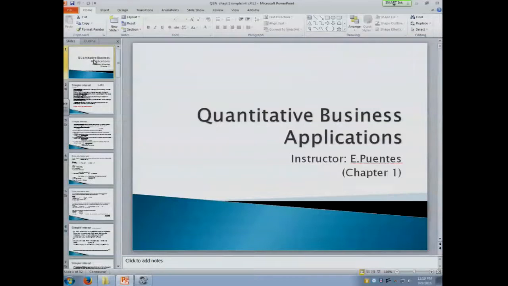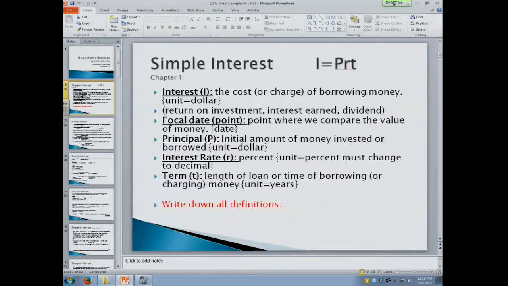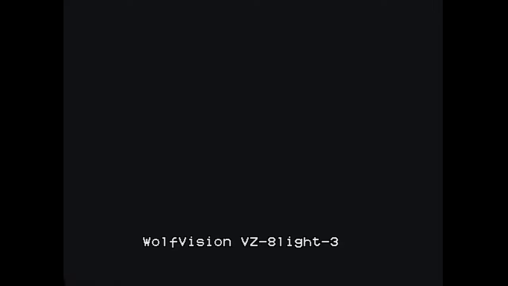I will first jump over to the PC, and you can find these PowerPoint presentations on Blackboard. Now, the first slides will discuss definitions: interest, focal point, principal, interest rate, and term. You can do those by yourself. However, I would like to emphasize one of the data points, which is focal point. So we'll jump over to the doc cam where I can show you.